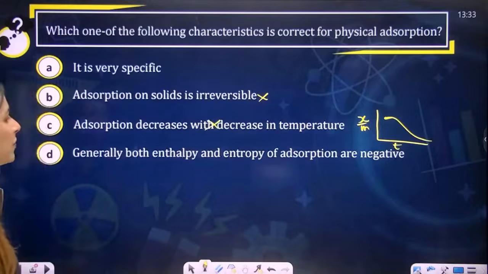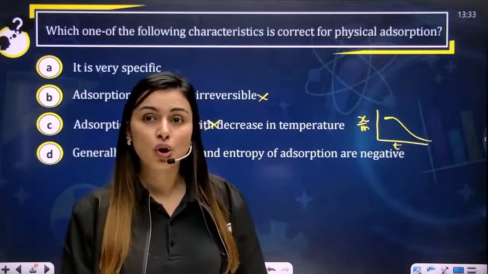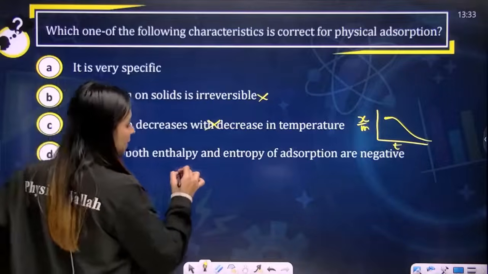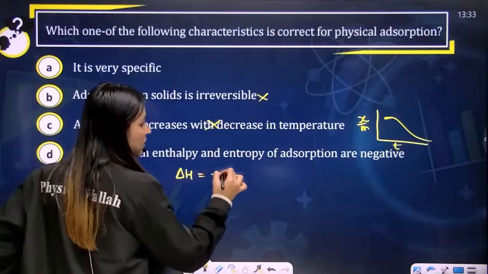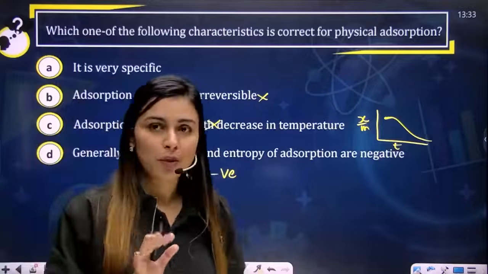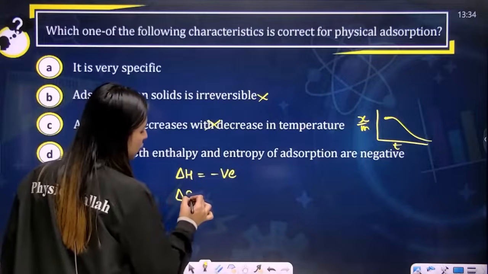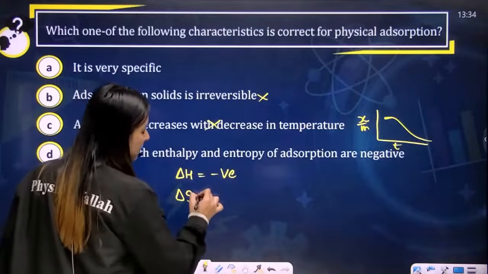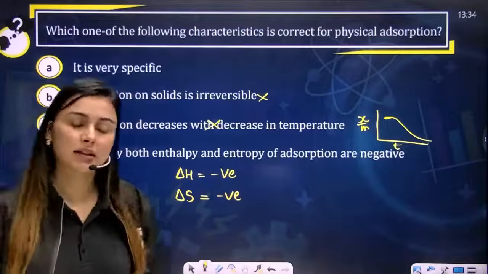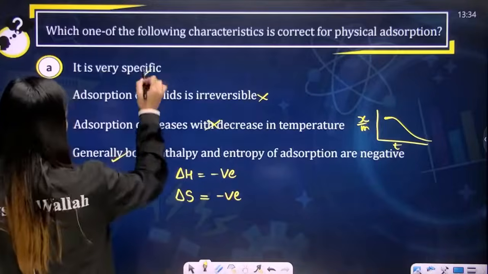Generally, both enthalpy and entropy of adsorption are negative. Is it true or not? Let's talk about this. Enthalpy is delta H, and since new interactions are formed, it is always negative. That is absolutely true. And entropy of adsorption, delta S, my dear students, is also negative. This statement is absolutely correct. Now we'll say, ma'am, this is also correct and this is also correct.